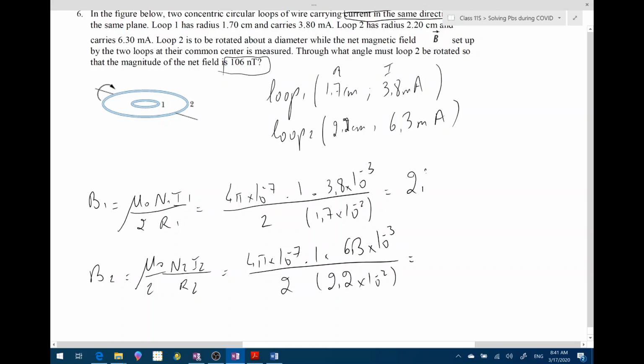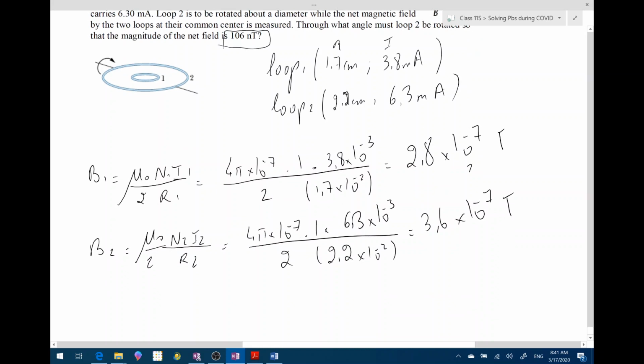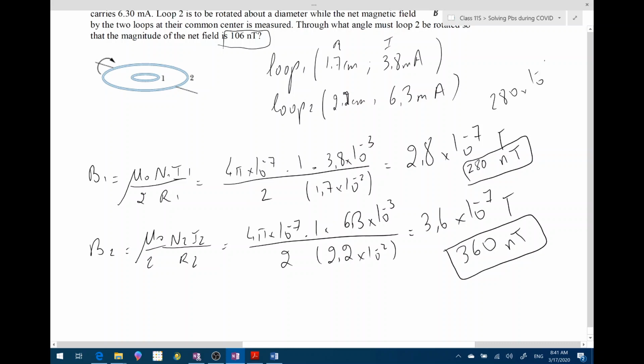So this would be 2.8 times 10 to the minus 7 Tesla, and this would be 3.6 times 10 to the power minus 7 Tesla. Or in which case this would be 280 nanotesla, and this would be 360 nanotesla. Just multiply by 100 and divide by 100. That would give you, for example, over here 280 times 10 to the minus 9, so 280 nanotesla. Now that's an easy job.